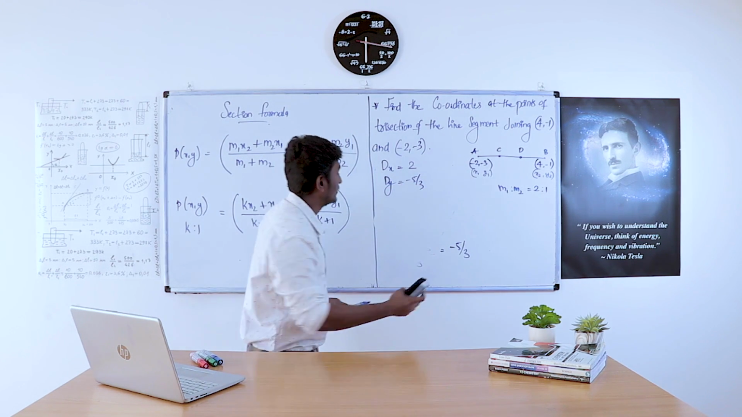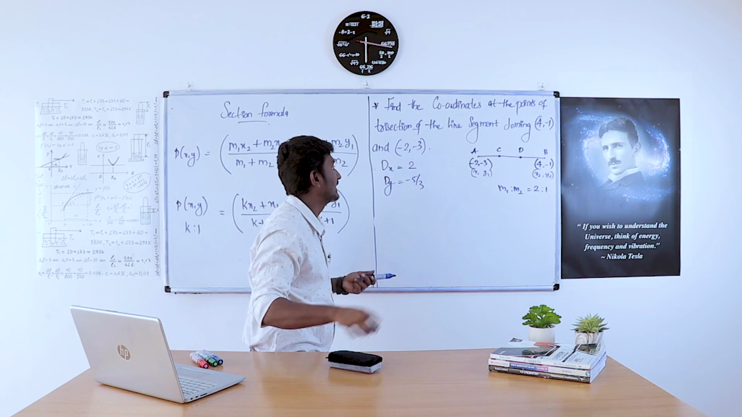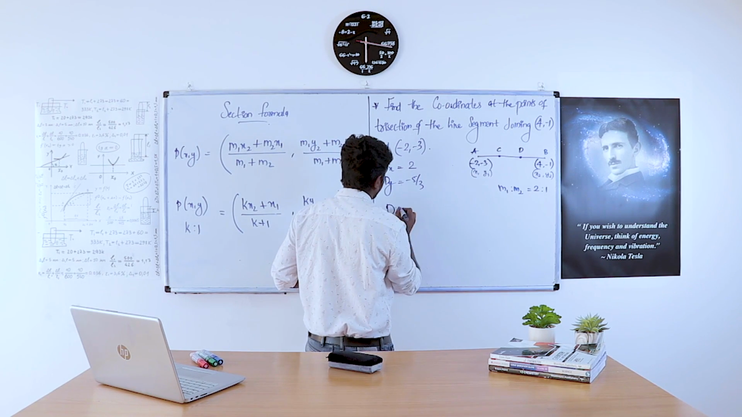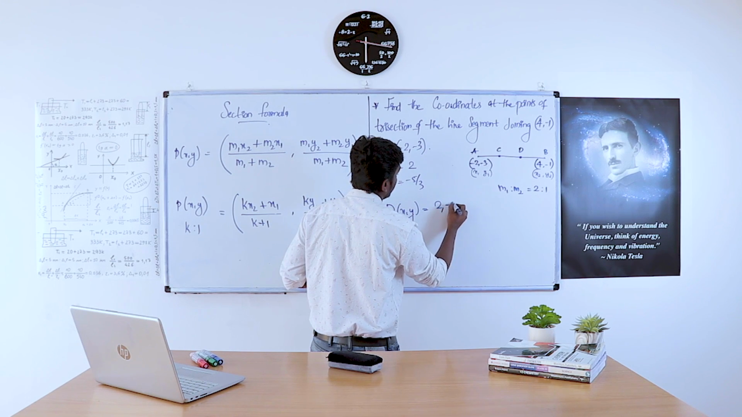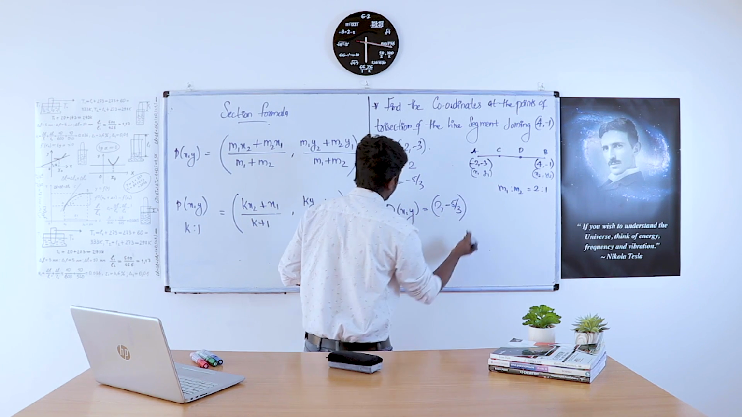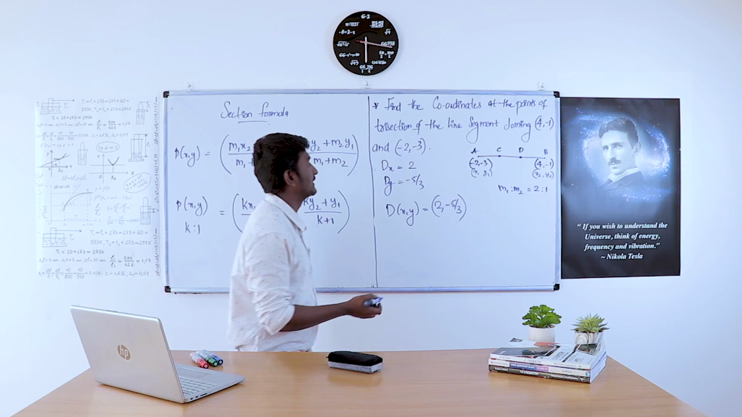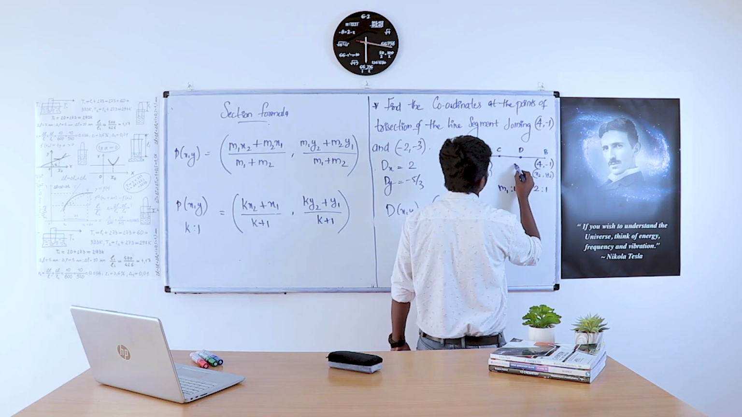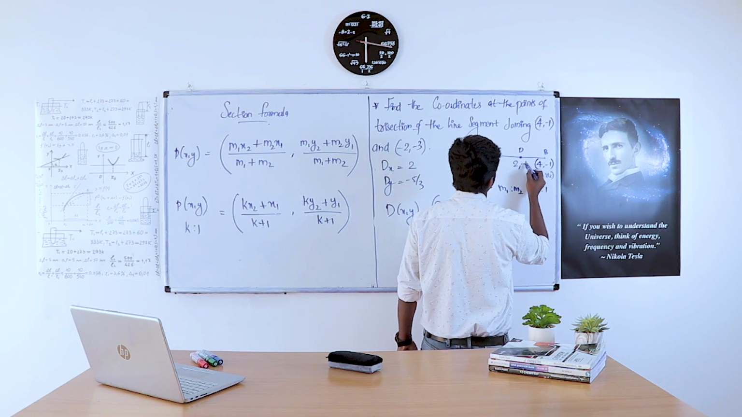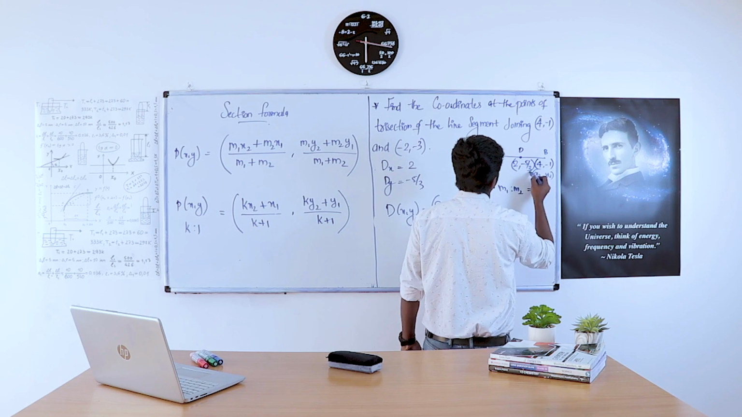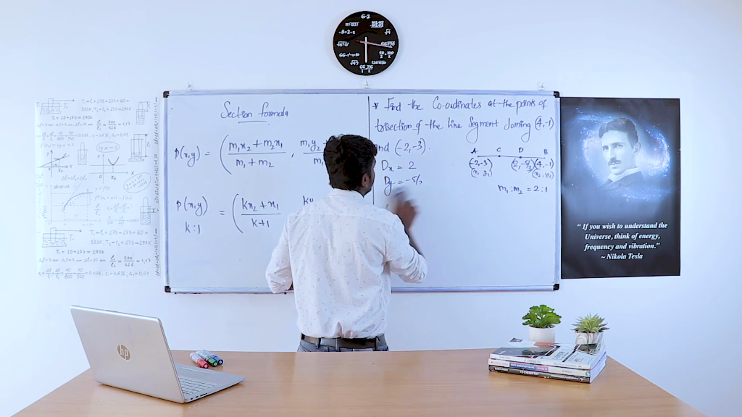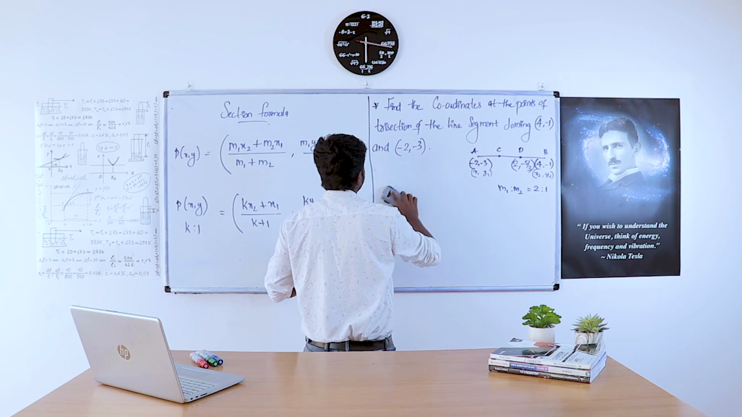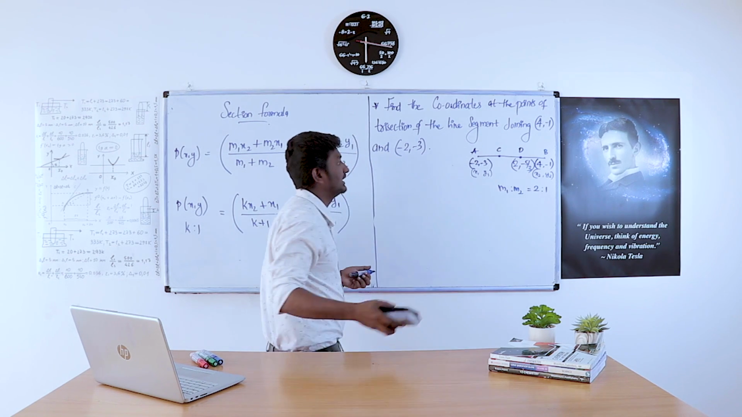So we can write the coordinate D(x, y). What is D(x, y)? D(x, y) is equal to 2, minus 5 by 3. We got it. So next we need to find the coordinate of C.